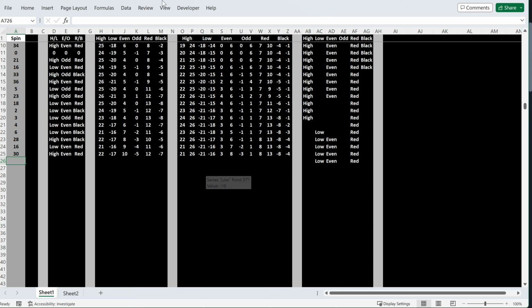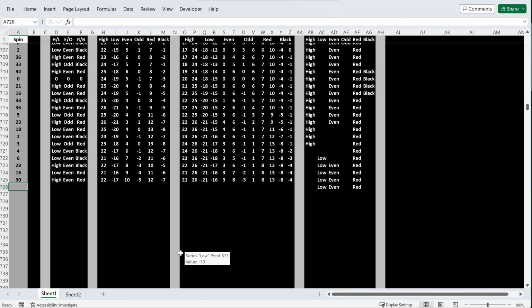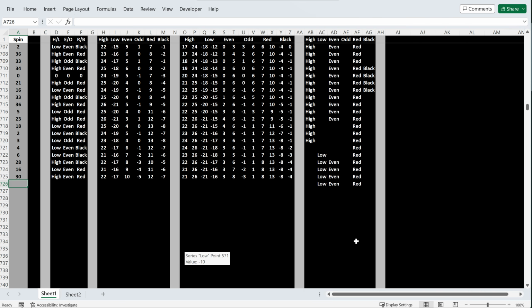So, as you can see, I've been upgrading my sheet here. The more I practice with this thing, the more I like it, the more little upgrades I add to it. So I've added, first of all, I've just flipped the color, switched over to dark mode, basically, because it's easier on my eyes. But I've also added all the other outside bets here.